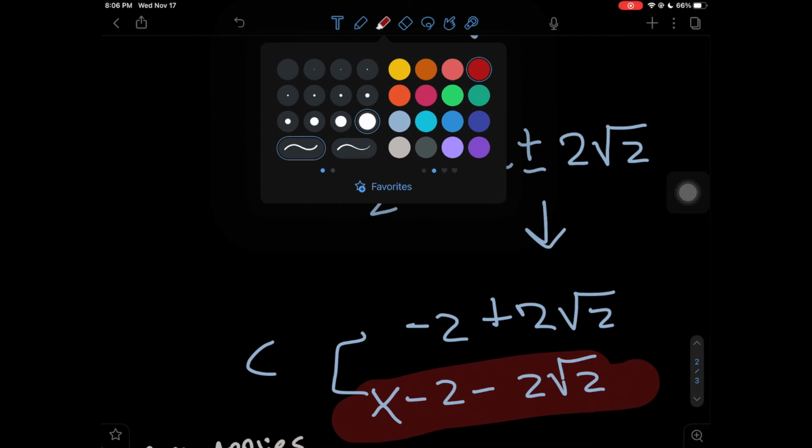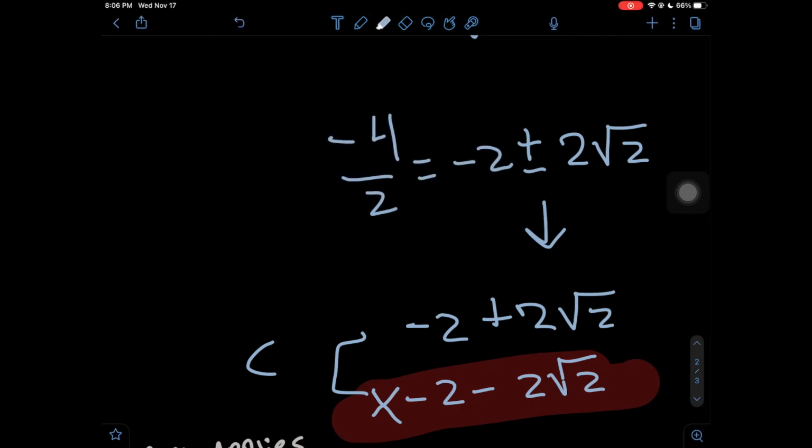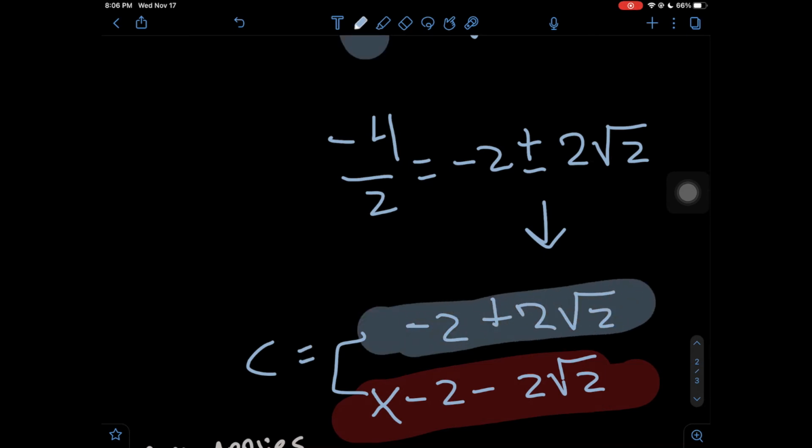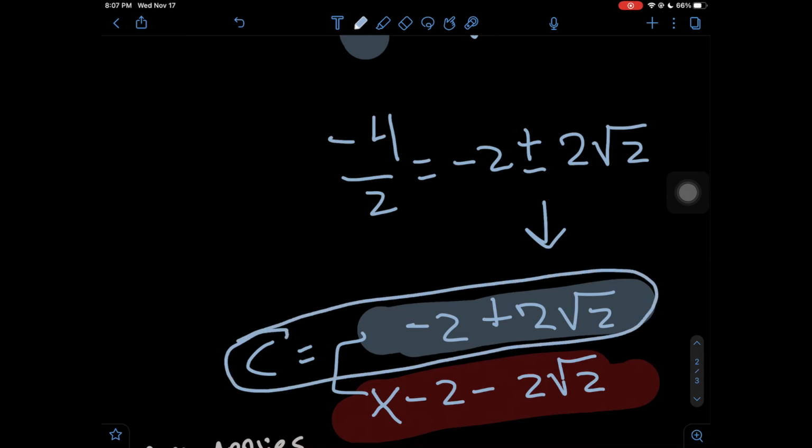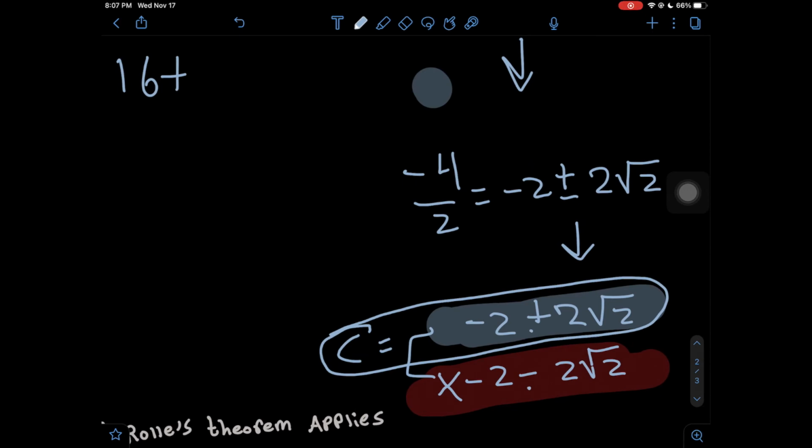For the second one, we have negative 2 plus 2 square roots of 2. 2 times the square root of 2 is approximately 2.8. And negative 2 plus 2.8 is above negative 1 and less than 6. So this is in our interval, and this is our c value. So our c value is negative 2 plus 2 square roots of 2. And remember, we did both plus and minus, because whenever you take the square root of a value, you look at the plus and the minus.